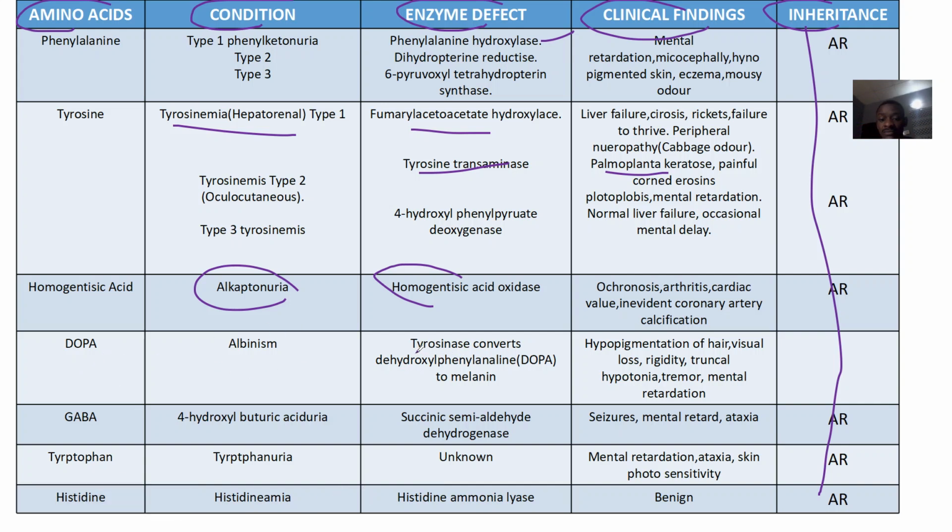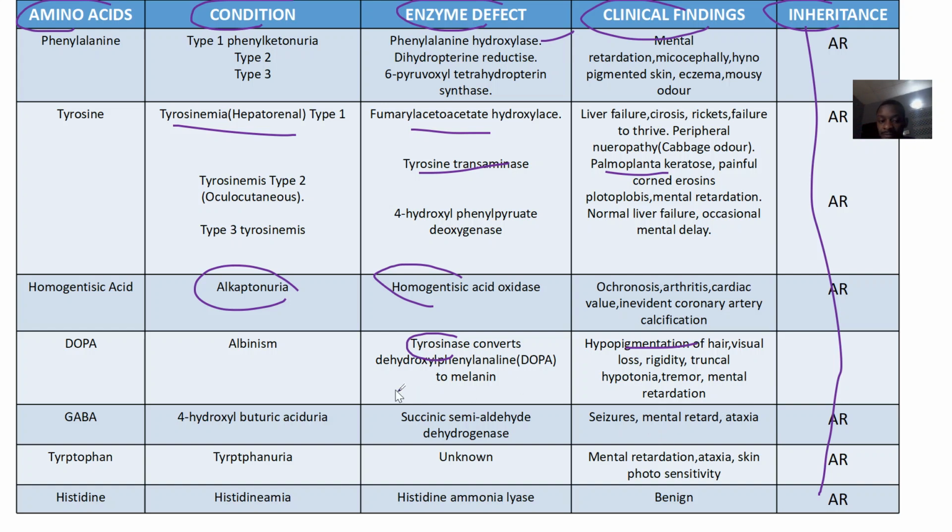The disorders of DOPA is albinism, where the enzyme defect is tyrosinase. If it is there at all, you should be able to convert the dihydroxyphenylalanine to melanin. So there's hypopigmentation of the hair, visual loss, rigidity, truncal hypotonia, tremors, mental retardation.